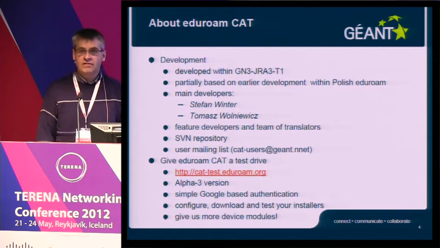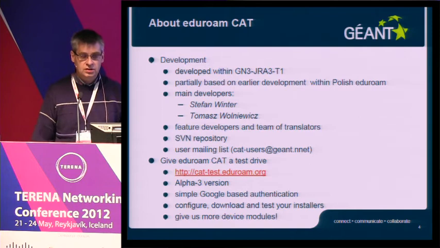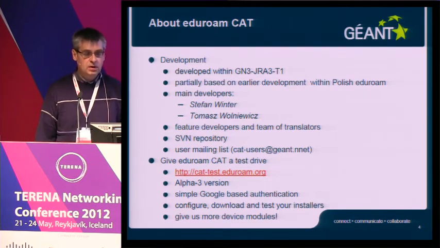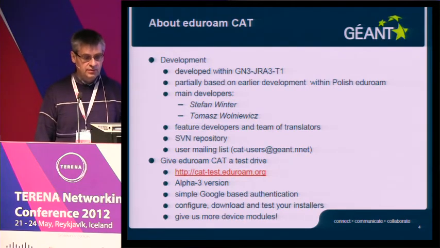CAT is a development effort within GN3T1, which is led by Stefan. It is partially based on what we have previously done in Poland. The main developers so far are Stefan and myself. We have some additional feature developers and a team of translators, which we hope to expand. There is an SVN repository. There is a user mailing list to which we would like to welcome everybody.